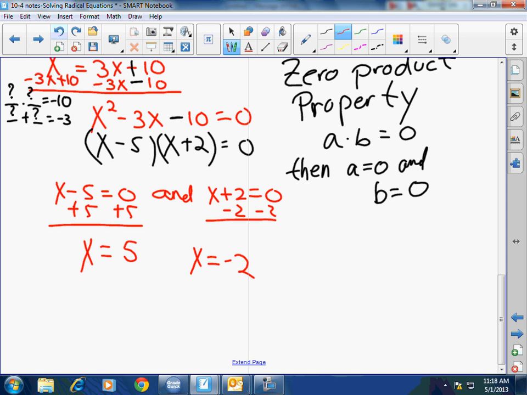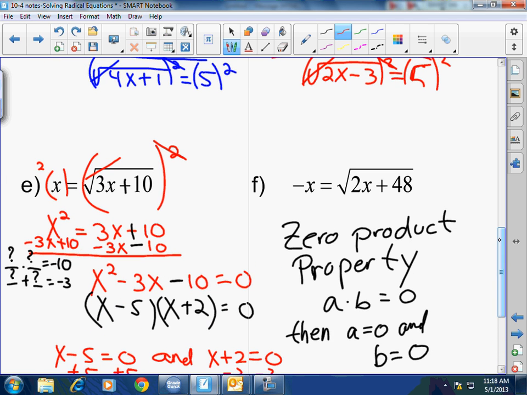Because now I got to plug it in to see if they work. You promise? Okay. Now let's plug in, buddy. We got x equals 5 or negative 2. So let's check when x equals 5. Let's see if it works. Does 5 equal the square root of 15 plus 10? Okay, for those of you that are saying no, think about it before you speak. This is 25. The square root of 25 is 5. Yes, 5 does equal 5.